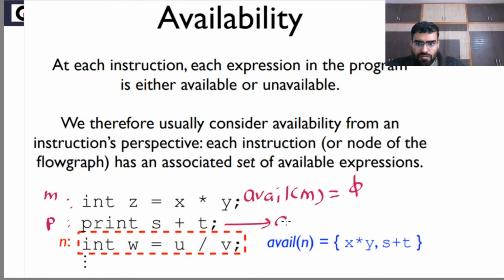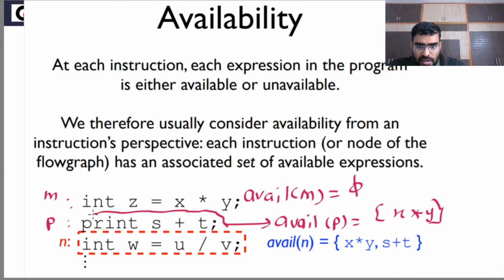And what is avail of p? Avail of p means that is x into y, because avail of p means just before p, what is available here. Correct? Now what is avail of n? That is x into y, s plus t.